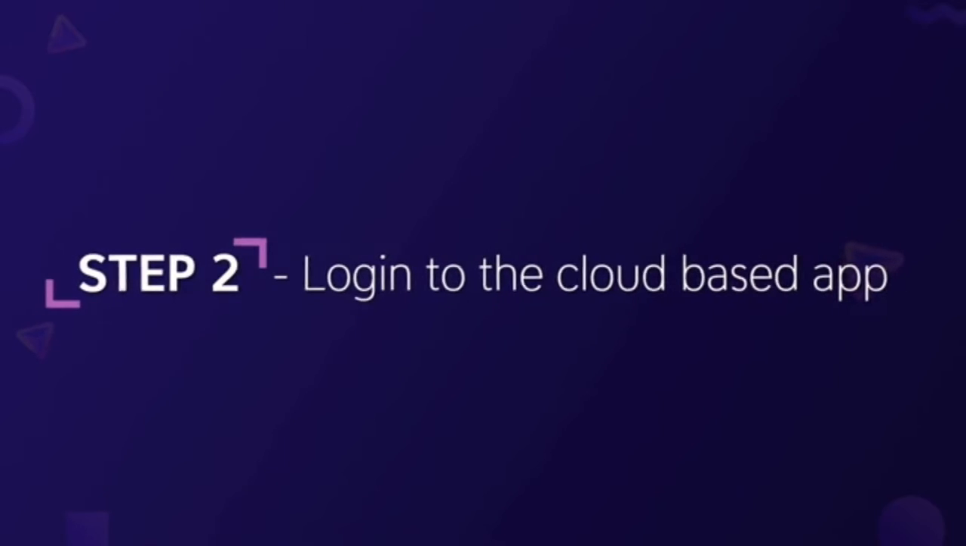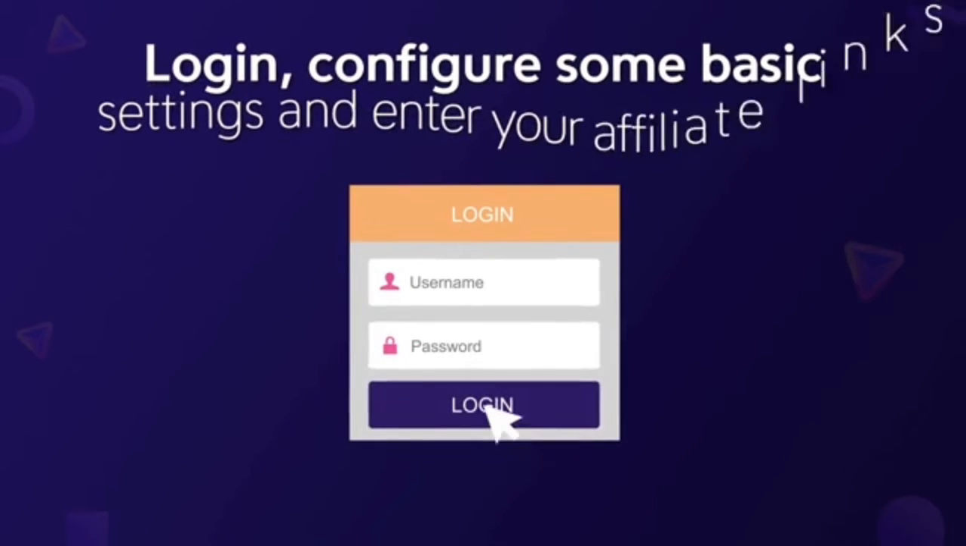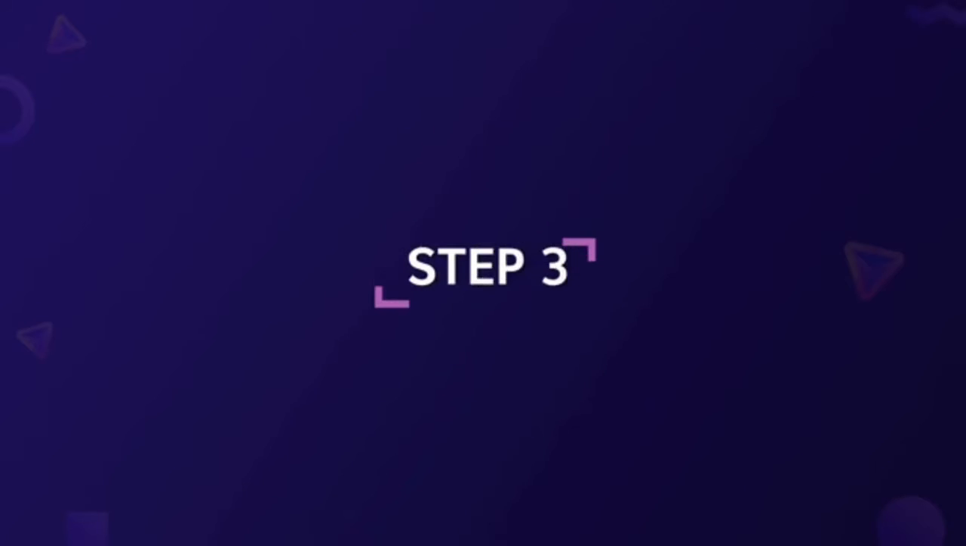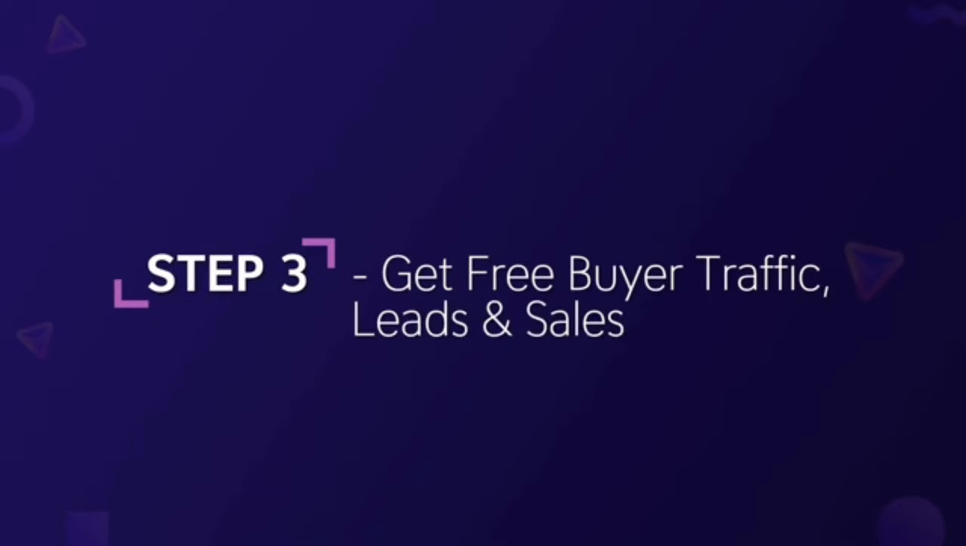Step 2, log into the cloud-based app. Log in, configure some basic settings, and enter your affiliate links. Step 3, get free buyer traffic, leads, and sales.